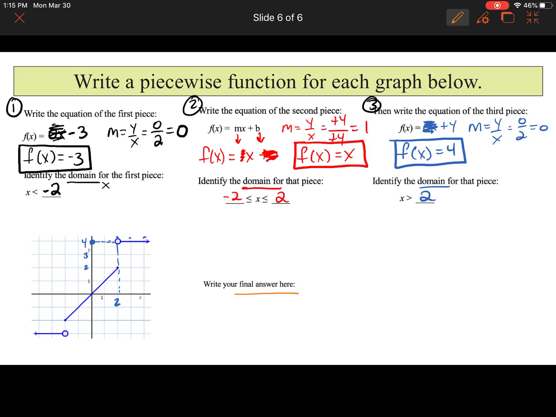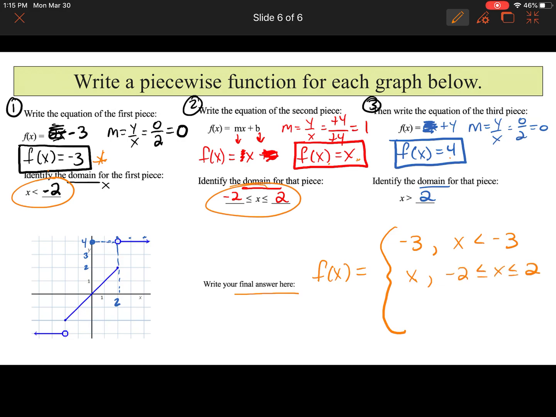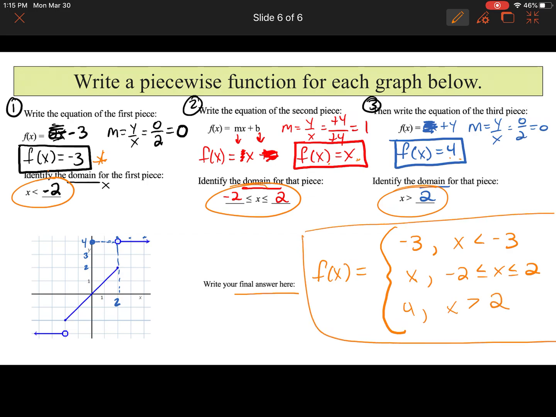Now to write our final answer here, just like we did before, each equation is equal to f of x. So we start with f of x equals, and now we're going to have 3 different equations in here. The first one, f of x equals -3, comma, the domain. Next one, f of x equals x, comma, its domain. And the last one, f of x equals 4, comma, its domain. And this is your equation for this piecewise graph.